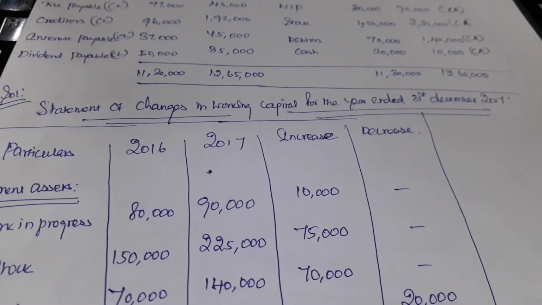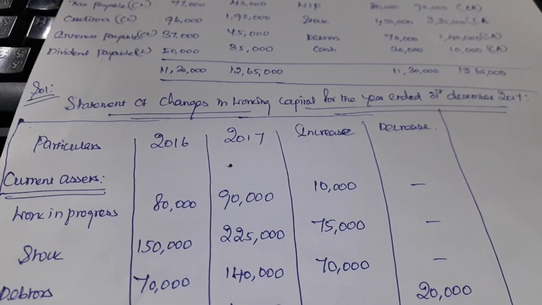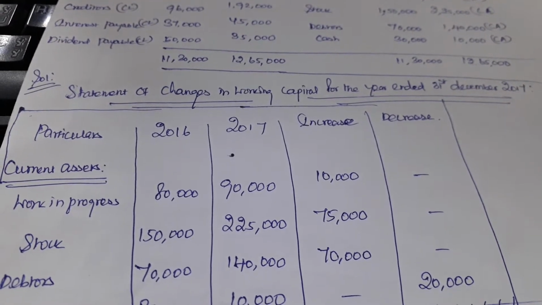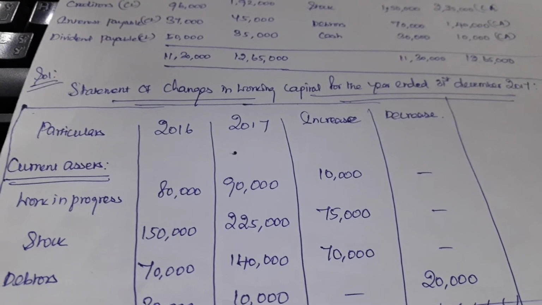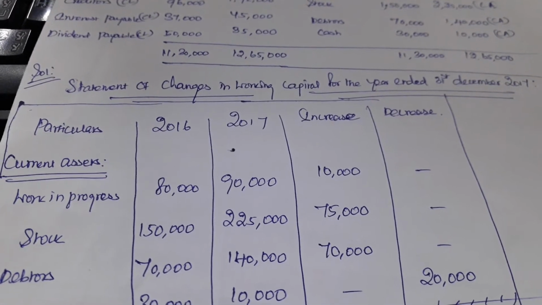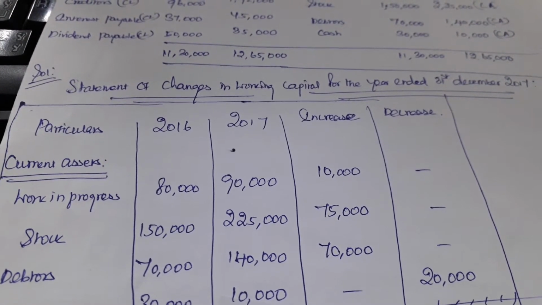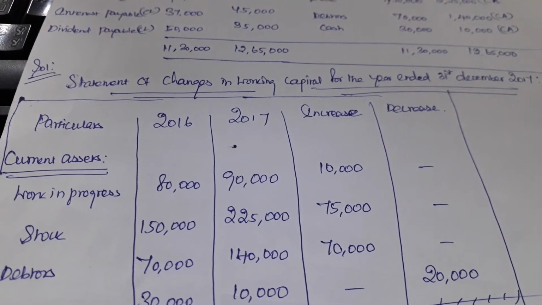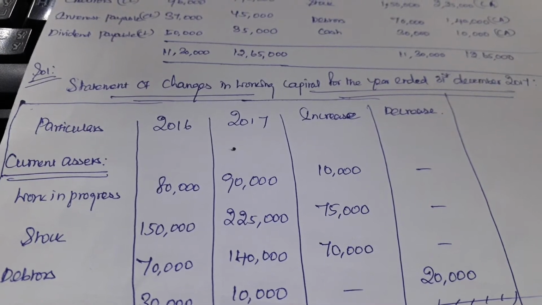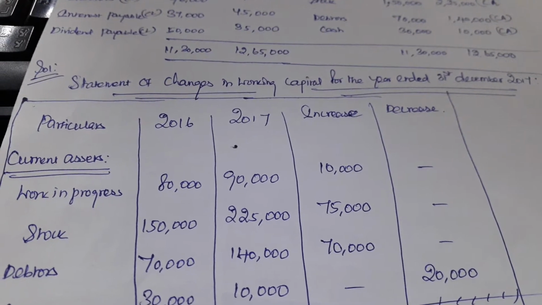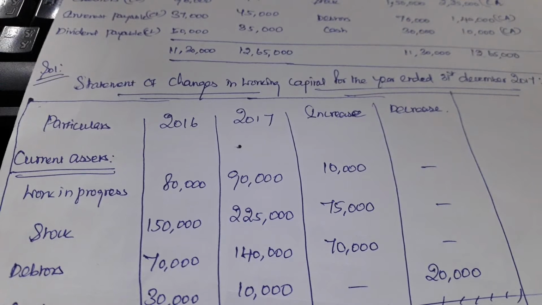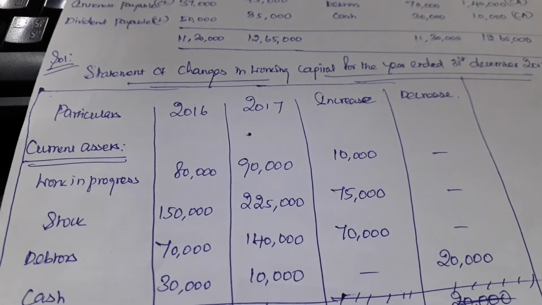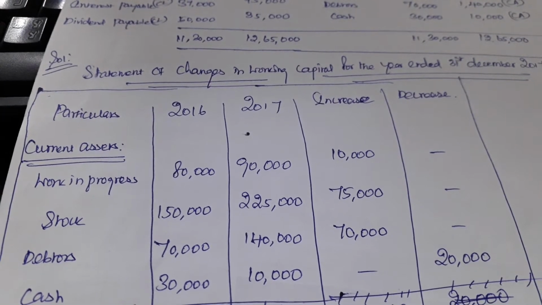So we need to follow the rules now. Current assets have a direct relationship with working capital. If current assets increase, the working capital also increases. But current liabilities have an inverse relationship with working capital. If current liabilities increase, the working capital decreases. We have to keep that in mind before solving the problem.